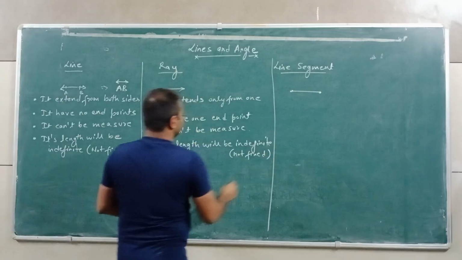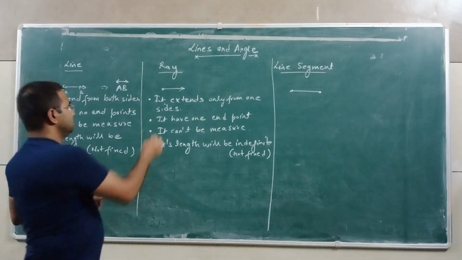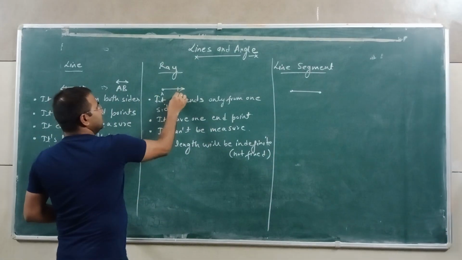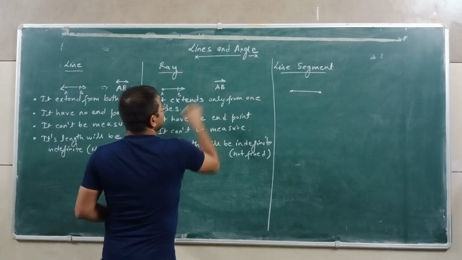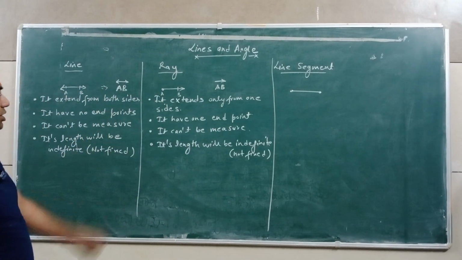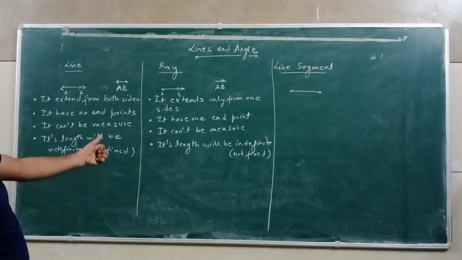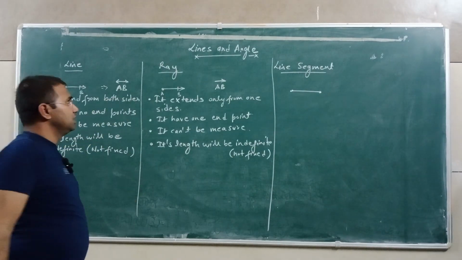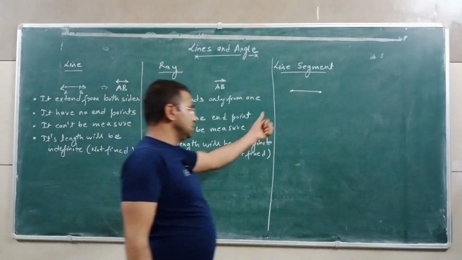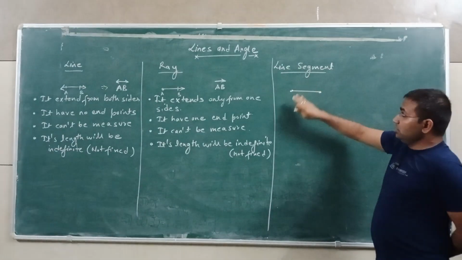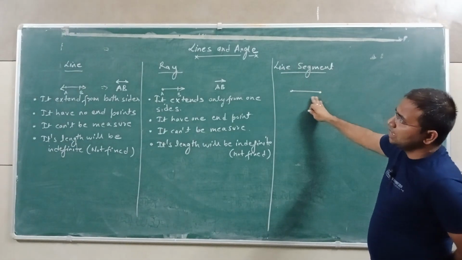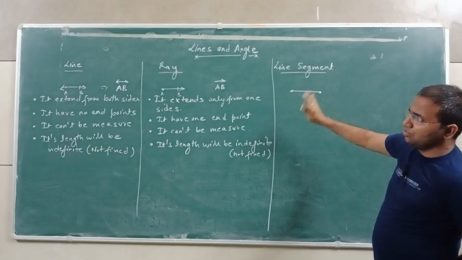Now see how you will write the ray. Suppose this is A and this is B. So how will you indicate this? This is ray AB. In this way you will write the ray. See here how you will define the ray. Okay, now let us see the line segment. You can see this is the figure of a line segment, and in this you can see there is no arrow.